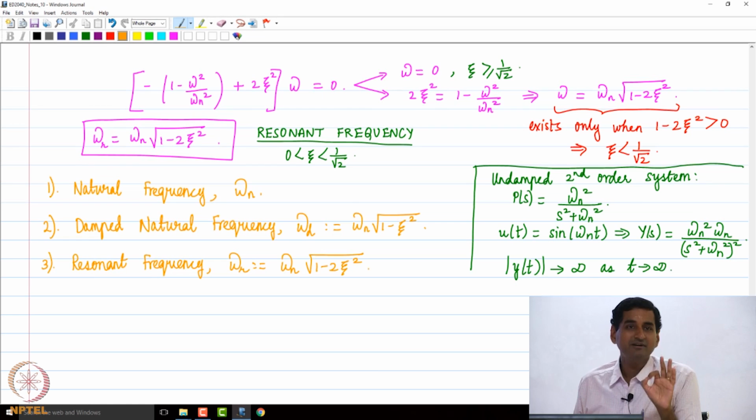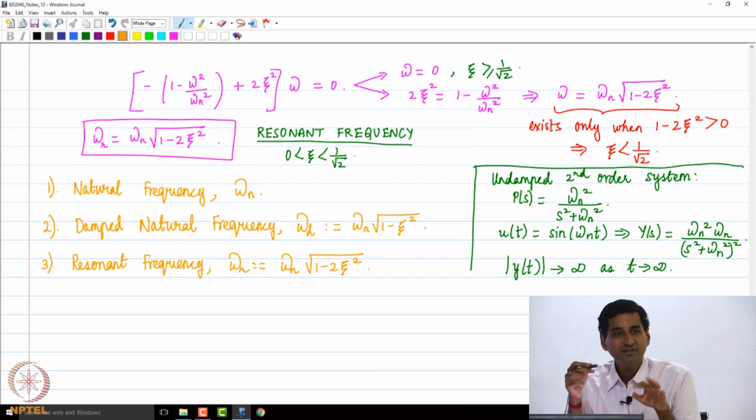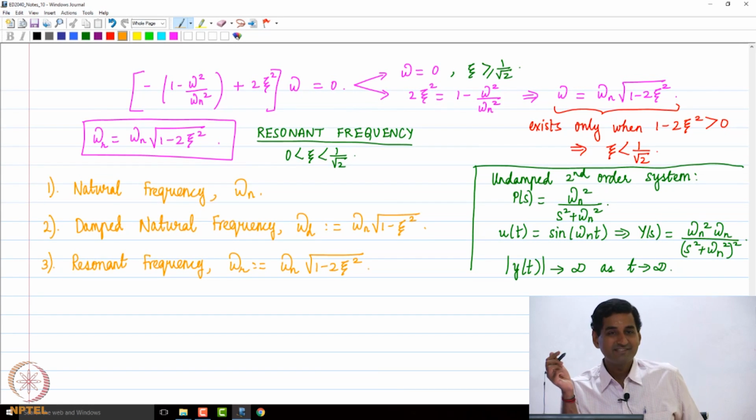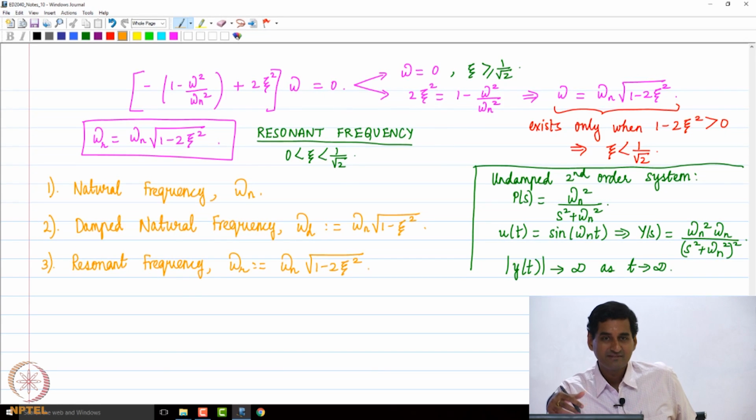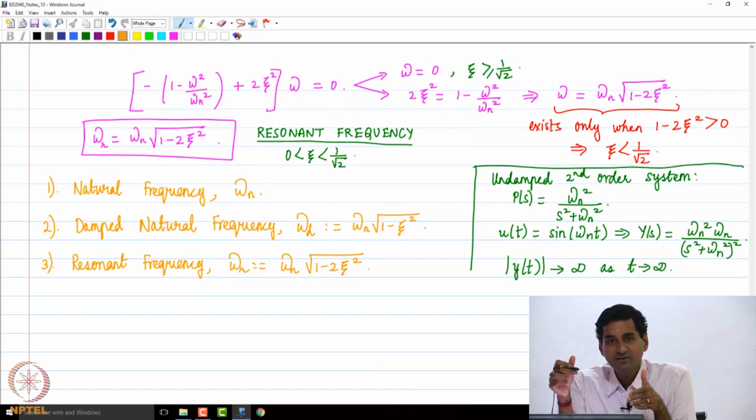In other words, if you give a sinusoidal input whose frequency is equal to omega r, you would get the maximum amplification of the input, because the amplitude of the transfer function is maximum at this frequency. That's what we have seen, isn't it? So that is the physical meaning of the resonant frequency.